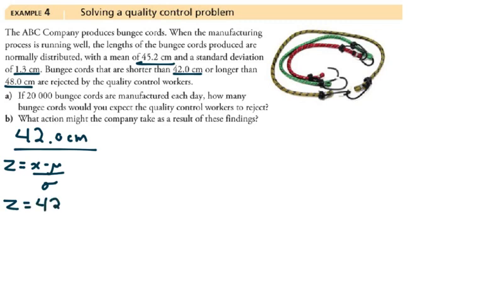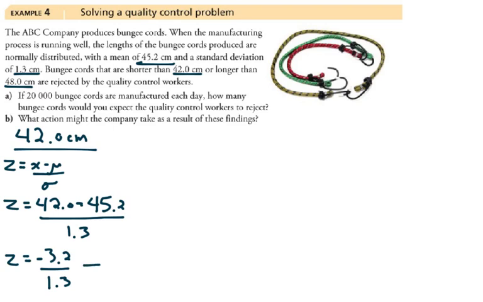X being 42 centimeters, mean is 45.2, standard deviation 1.3. Divide that out, we get a z-score of negative 2.46. So any bungee cord that has a z-score of less than negative 2.46 would get rejected.